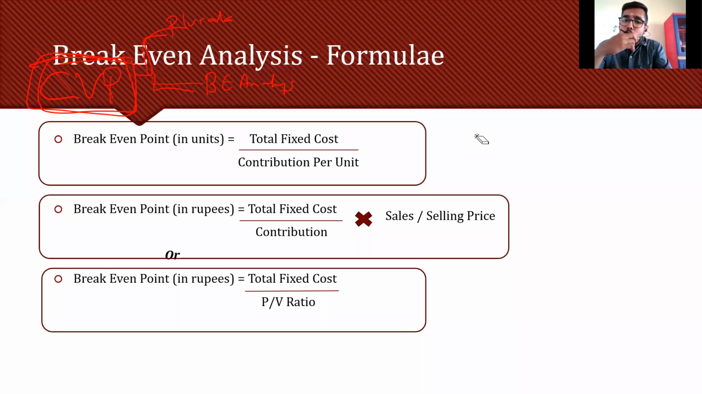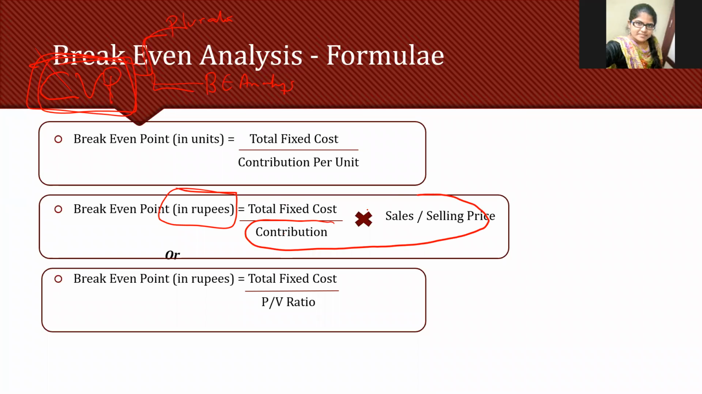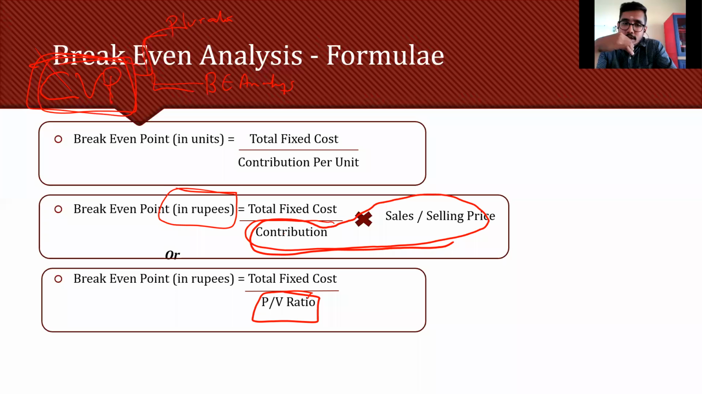And if we want to convert that break-even point into rupees, simply use fixed cost divided by contribution into sales. What is this contribution and sales relationship otherwise known as? PV ratio. Total fixed cost divided by PV ratio, you will be getting break-even point in rupees. Let me tell you an example. If the total fixed cost is 20,000 and the PV ratio is 20%, what is the break-even point in rupees?